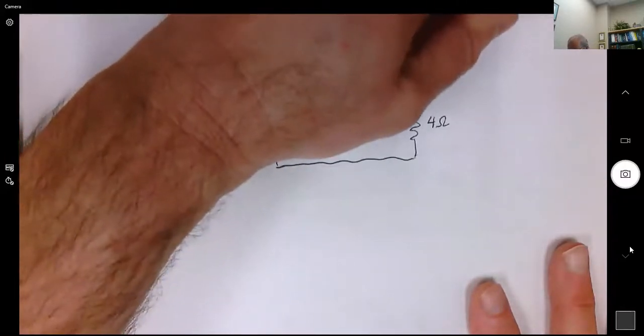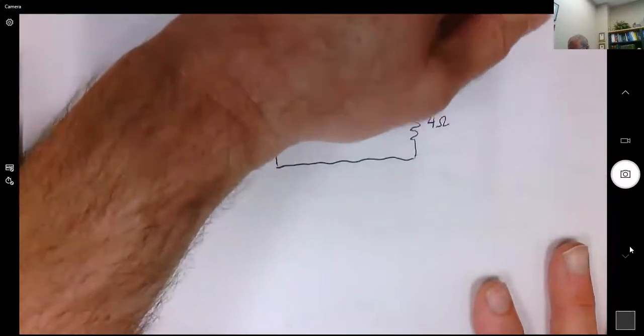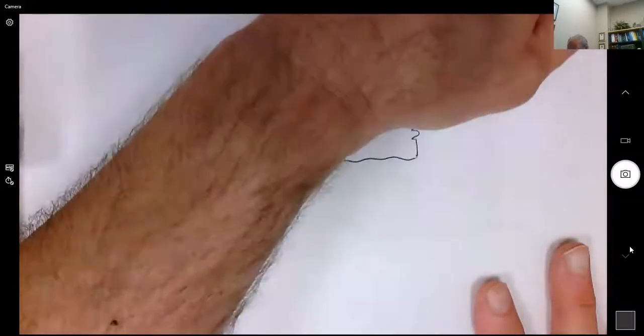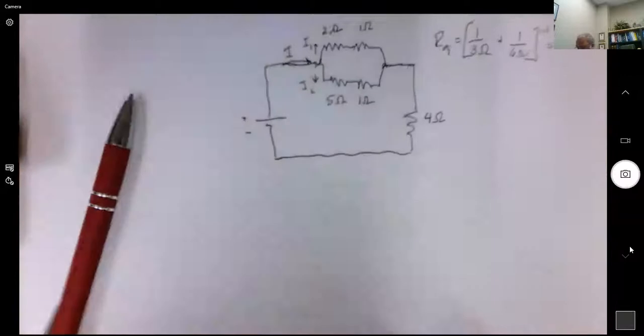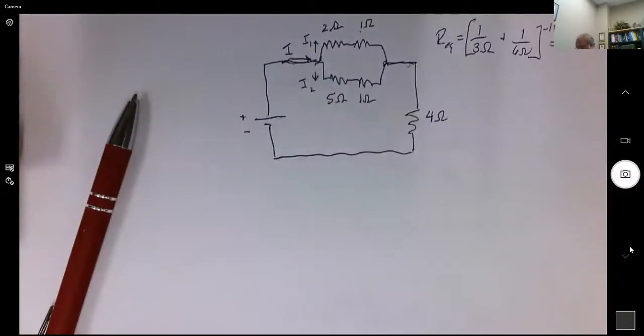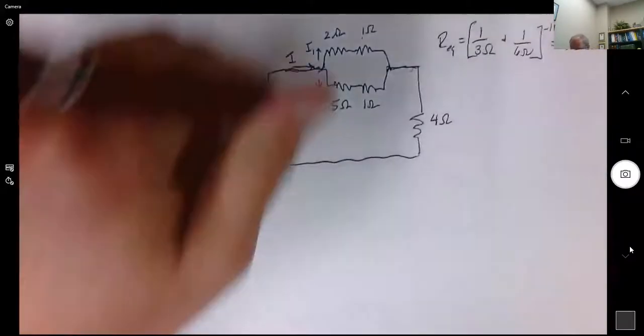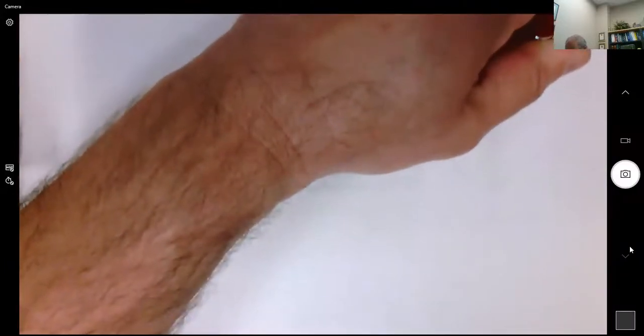So REQ in this case is 1 over 3 ohms plus 1 over 6 ohms, to the negative 1 power. And that is just an equivalent resistor of 2 ohms. So then the equivalent resistor for the circuit, or total, is 2 ohms plus 4 ohms. That gives me 6 ohms total.